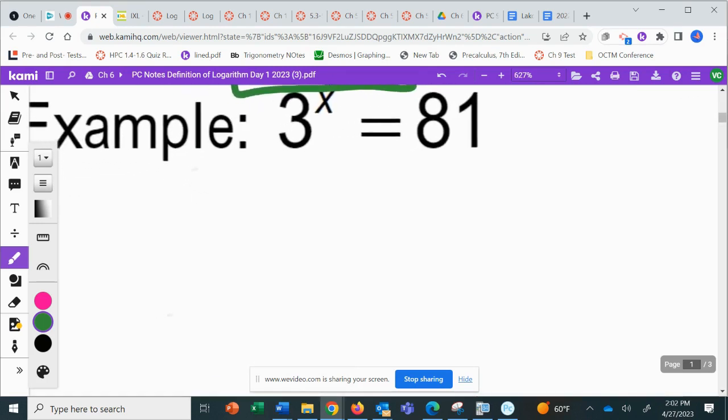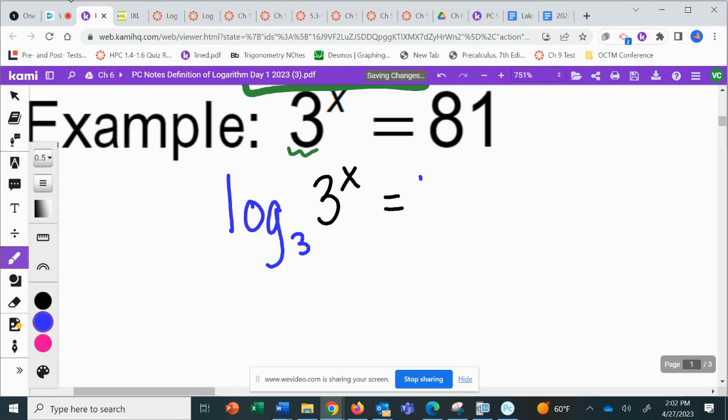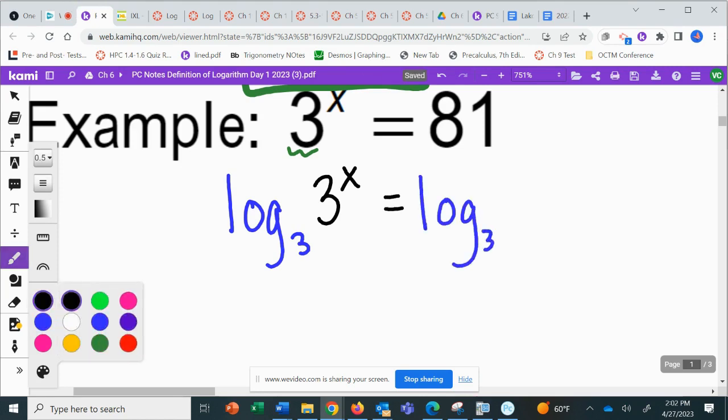So I'm going to start with 3 to the x equals 81. And I need to get rid of the base of 3. The only thing that cancels out a base of an exponent is a log with that same base. So to both sides of the equation, I'm going to apply log base 3. So notice how the 3 is teeny tiny. It's a little base. And then 3 to the x is normal. The 81 is normal. I just put in a log base 3 to both sides.